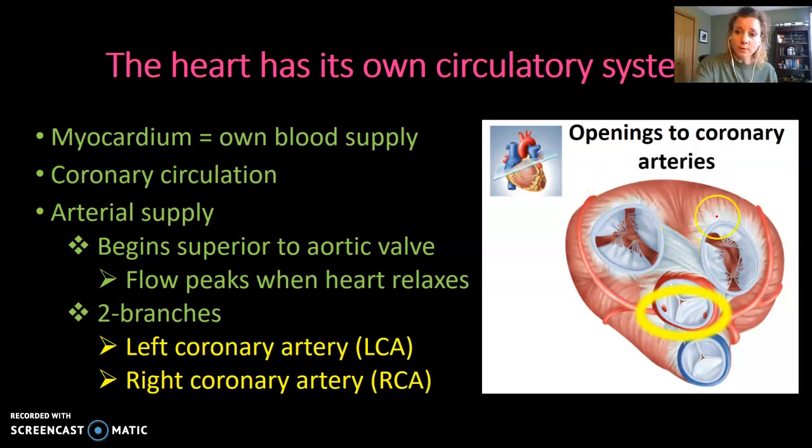So looking back at this picture, the right side of the heart is here, and then the left side of the heart is on this side. And remember, we're looking down on top of the heart. The atria and the great vessels have been removed. And so what we're looking at here is just the severed portion of the aorta and the severed portion of the pulmonary trunk. So what happens in order for the myocardium to be nourished with oxygenated blood is this.